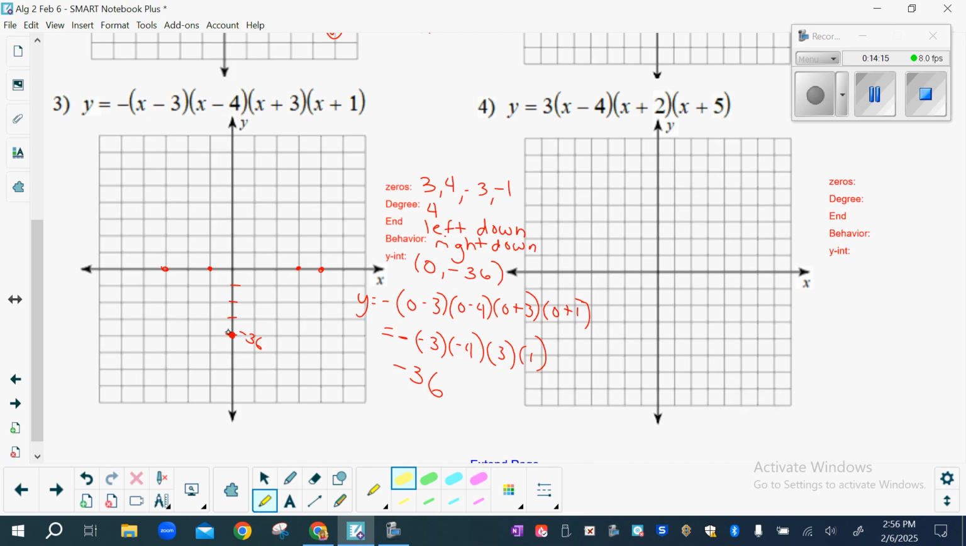So we know our end behavior is left down, so I start down. 1 bump. My next bump, I have to go through this y-intercept. And then up to the next 0. 1 bump. And then down, I finish right down. Okay. Go ahead and do the U-try, please.